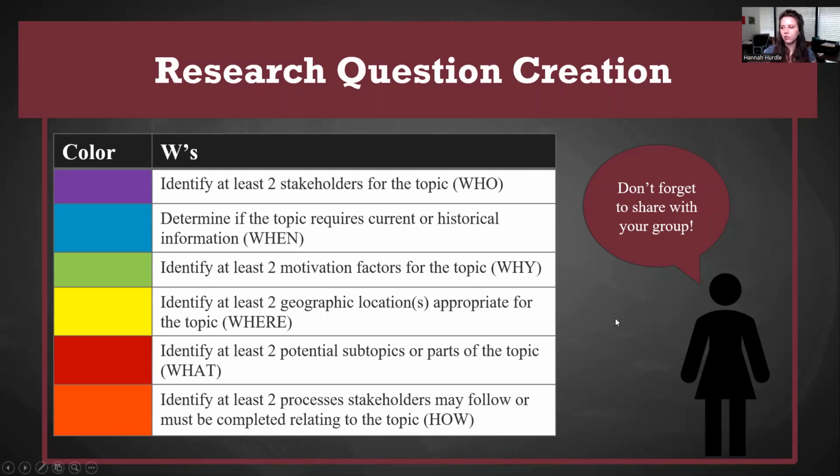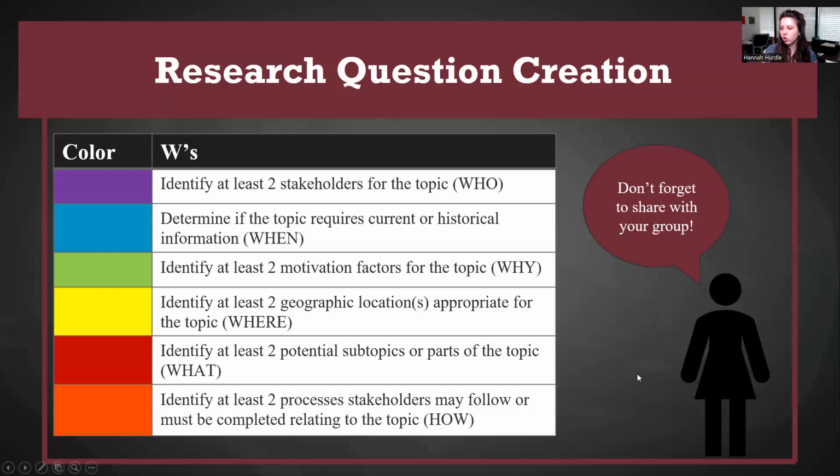Then identifying at least 2 geographic locations appropriate for the topic. So where are they looking at? The United States? Are they looking at Arkansas, Little Rock? Just figuring out where these college students that they're looking at are. Then they need to identify at least 2 potential subtopics or parts of the topic. So they're looking at mental health, but that's a pretty broad umbrella. So they want to look at anxiety, depression, etc.